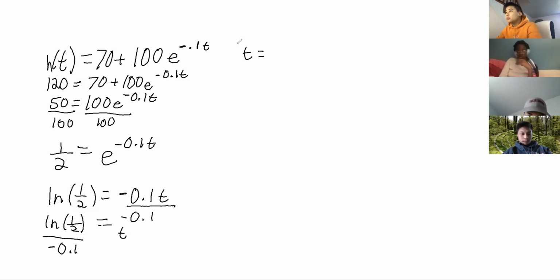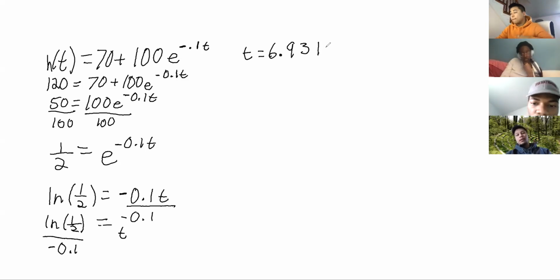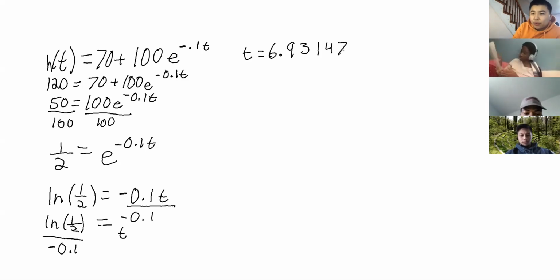Divide by negative 0.1. It equals 6.93147, etc. Okay, so is this in hours or minutes? I don't know if we know the units for this. It's just 6.93 units, I guess, because we don't know if it's seconds or minutes.